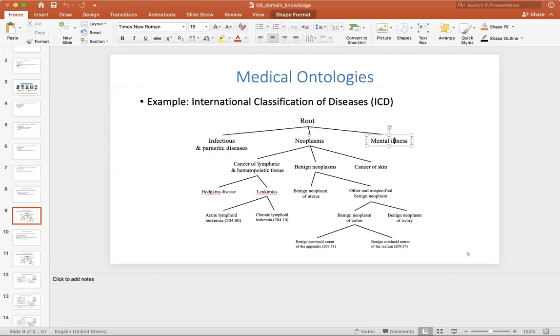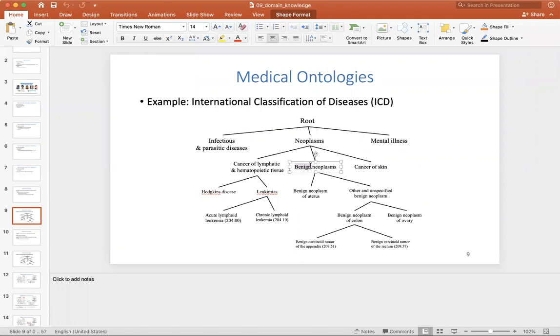If you unfold neoplasms, there are probably a lot more than this, but three of the subcategories of neoplasms are cancer of lymphatic and hematopoietic tissue, probably. I forgot the English version, like 백혈병. I forgot what you call 백혈병 in English. Leukemia. Yeah, leukemia is probably okay. Leukemia is here, right? So leukemia falls under this benign neoplasm.